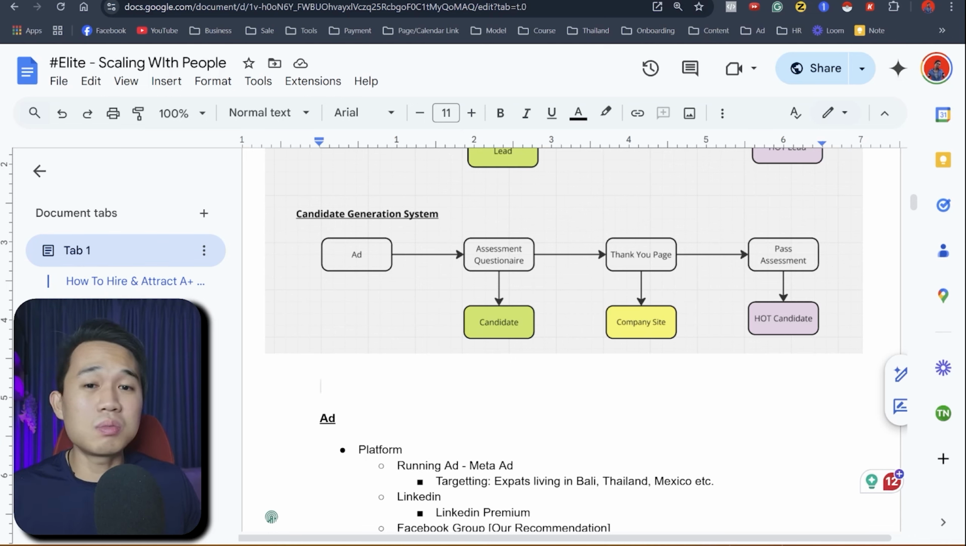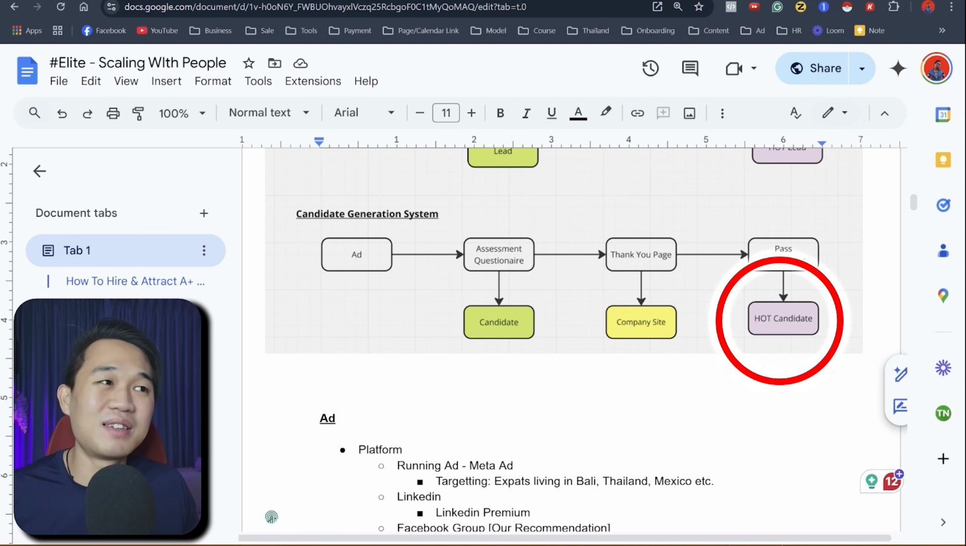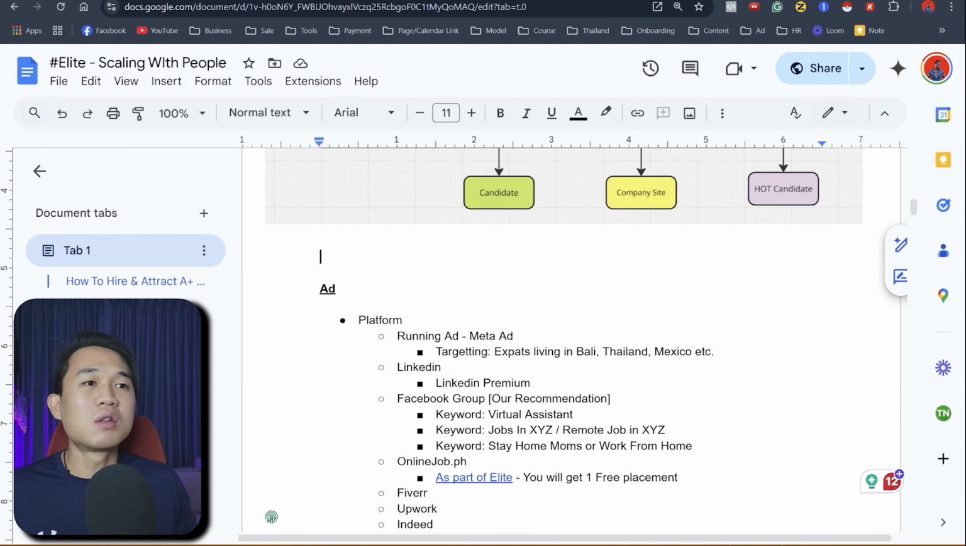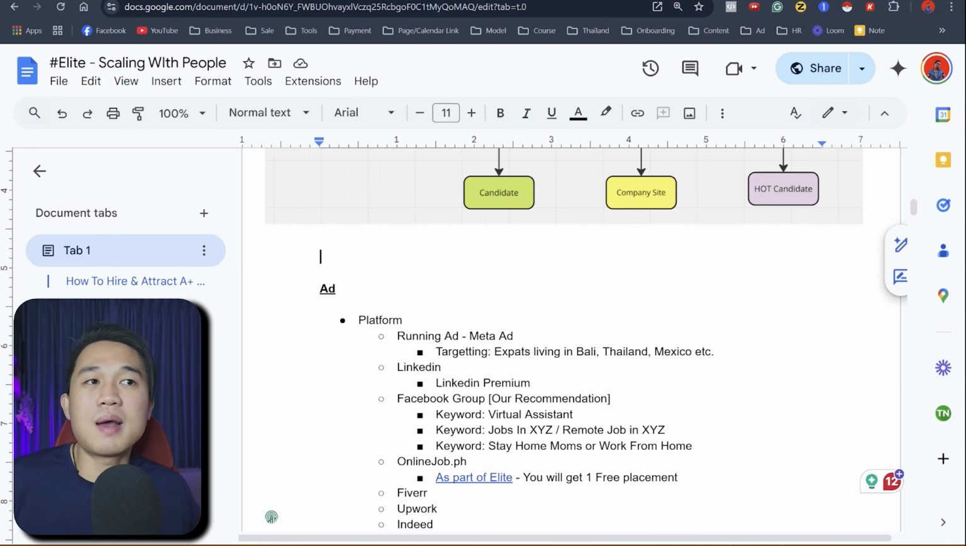It could be a YouTube page, a Facebook page, or an Instagram page. Then once we review their assessment, which is the answers that they fill out, and if we like that assessment, we consider them a hot candidate, right? We consider them as having passed the assessment stage. So let's walk you through all the steps one by one, starting from the ad level.